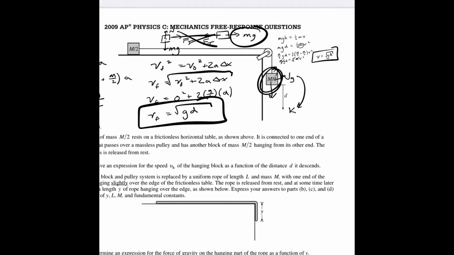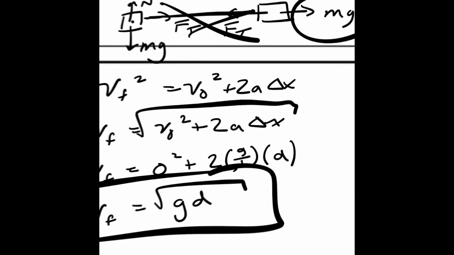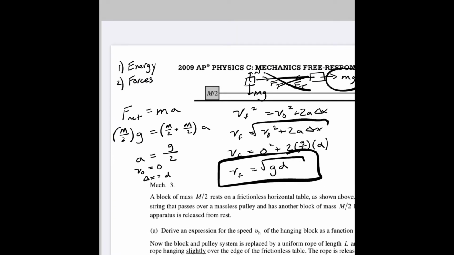Points on A. If you went with this method right here, this would have given you 1 point for that setup, 1 point for this substitution, 1 point for this substitution, and let's see, 1 point for this substitution. Notice no points came from the answer. In this method, you got 1 point for indicating Newton's second law. You got 1 point for solving for the acceleration. You got 1 point for selecting the correct kinematic equation, and 1 point for substituting d in for the distance. So notice all those points are just coming from the setup there.